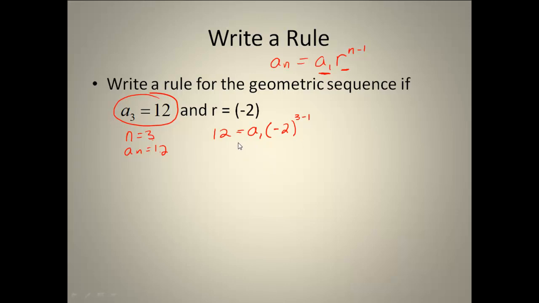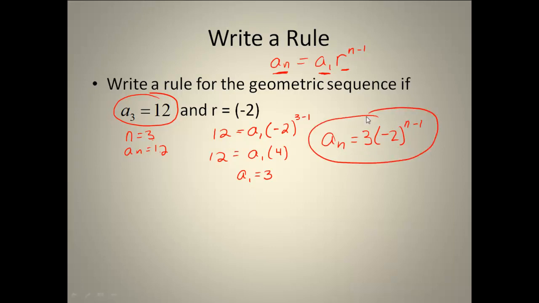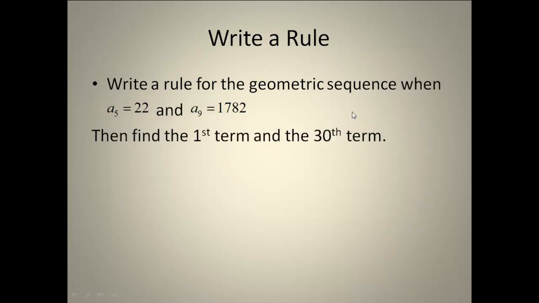So now when I do this out, I've got an algebra problem that I can solve. Take the 3 minus 1 and get 2. So negative 2 raised to the 2 is positive 4. Make sure you put that negative 2 in parentheses. So I have a sub 1 times 4 is equal to 12. Divide the 4 over, and I get a sub 1 is equal to 3. Now I can plug that back into my formula and let a sub n go back to a sub n. Put my 3 in there. Put my r in there, and then let my n minus 1 go back to n minus 1. So now I have my rule for that particular sequence.